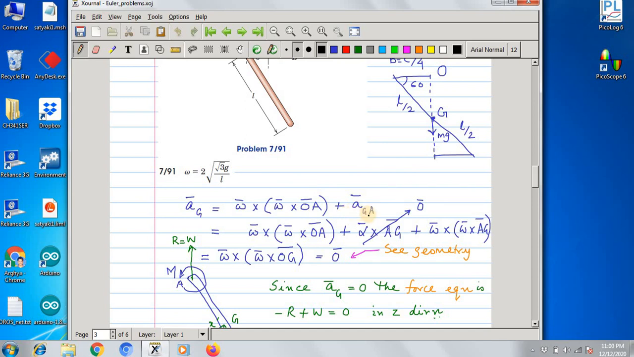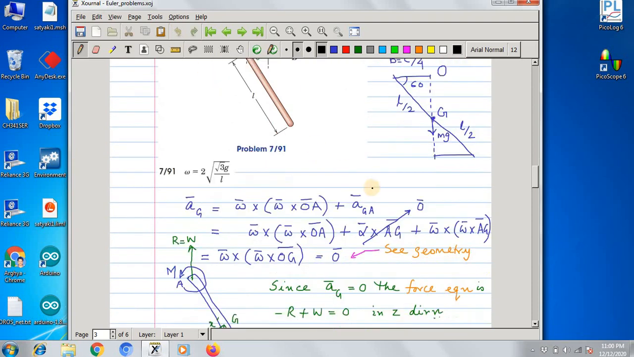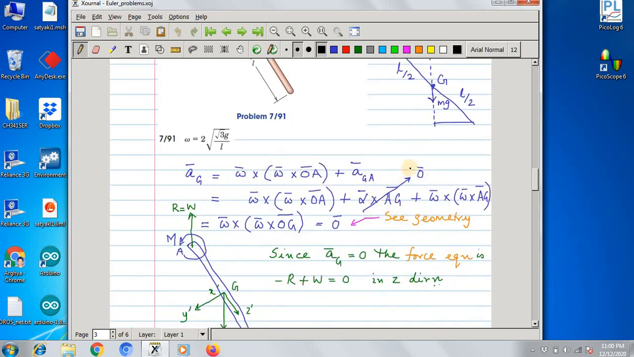So the acceleration of G with respect to A is alpha cross AG plus omega cross (omega cross AG). Alpha is 0 because here there is no angular acceleration, so this term is 0. AG is not having any angular acceleration, so this term is 0.